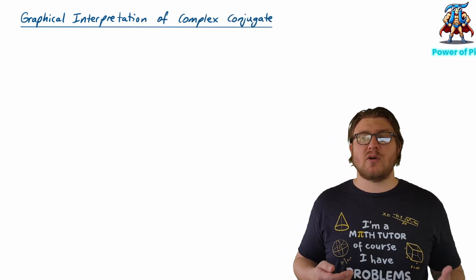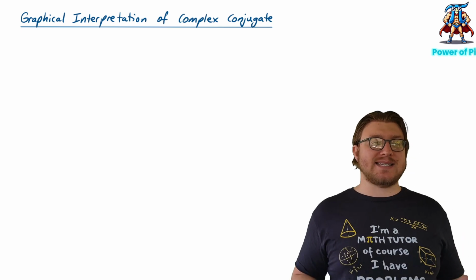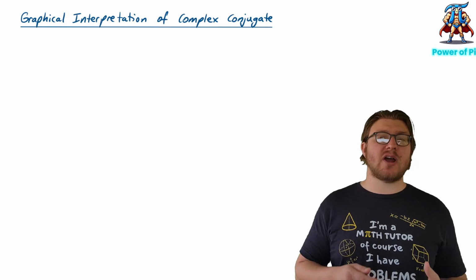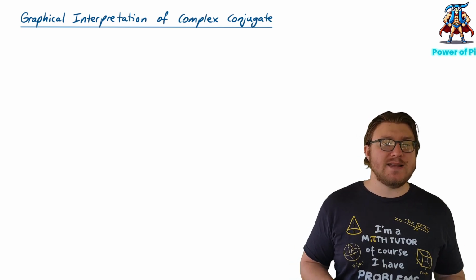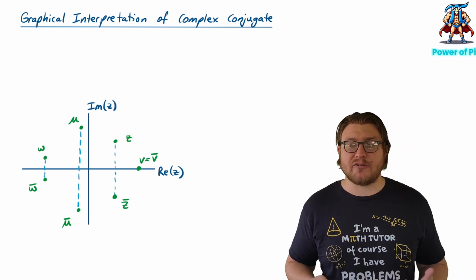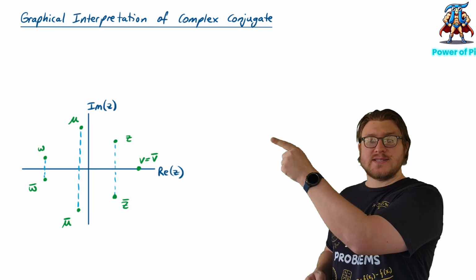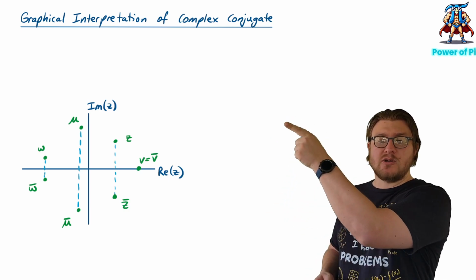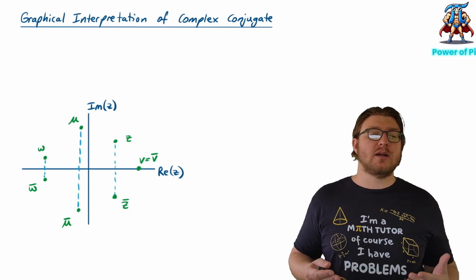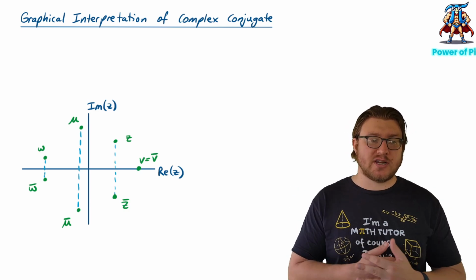So let's have a look at what we can actually see from there. If we use graphing in our Argand diagram, we can see what these complex conjugates do in the graph. Here I've got z and z bar, u and u bar, and w and w bar, or instead of bar, the conjugate of each.